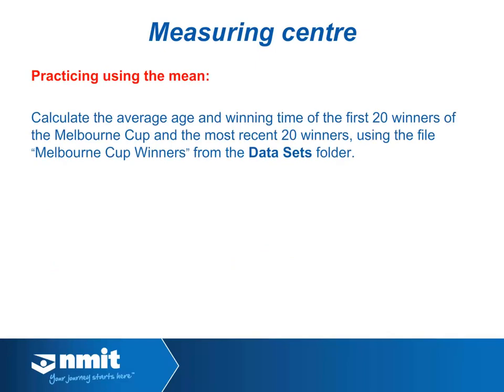So as a practice, please get that Melbourne Cup winners data set off Moodle as described in the datasets folder at the bottom of the Moodle page, and calculate the average age and winning time of the first and most recent 20 winners of the Melbourne Cup with that data provided to you. Again, there's a video to demonstrate how to do this, but it is fairly simple. As we go through, we'll have plenty of these practice data sets for you to practice these mathematical functions in these software packages. Also see there's a Minitab version of the same thing for you to practice as well.